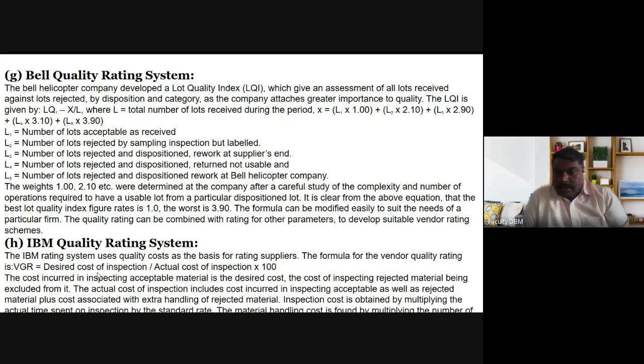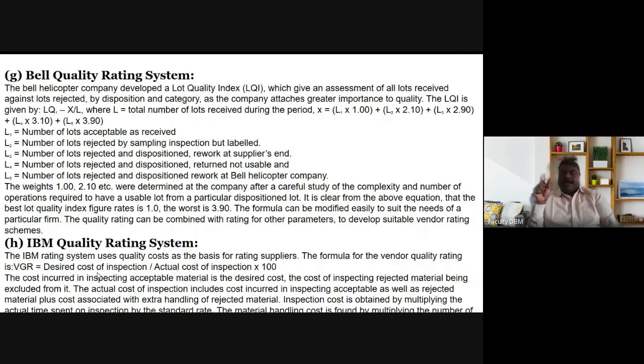So inspection cost is obtained by multiplying the actual time spent on inspection by the standard rates. As in the case of labor rates, if they are going to work for 8 hours, we are going to give some 1,200 for the female and 1,500 for the males for 8 hours. For a manager, it may be 2,000.